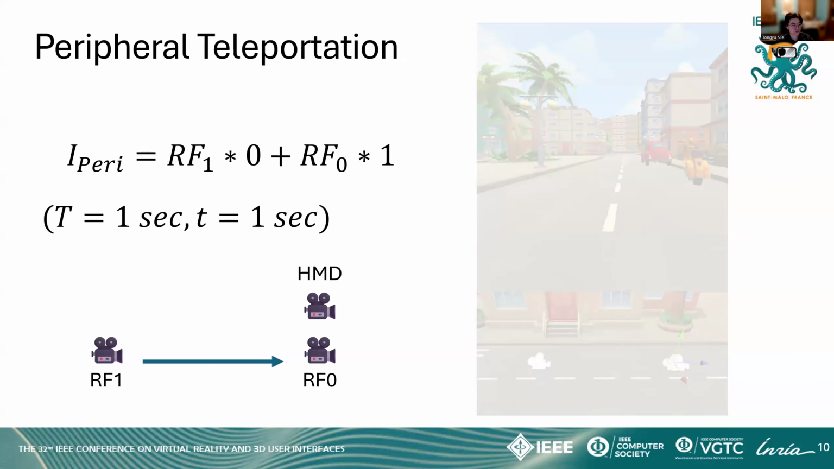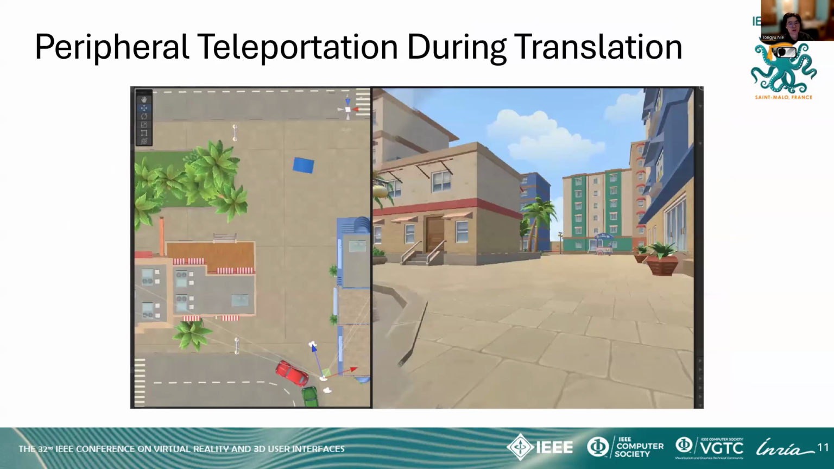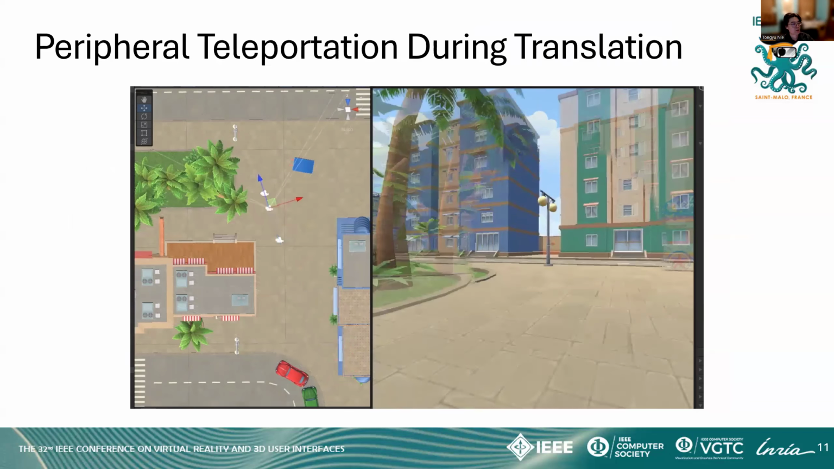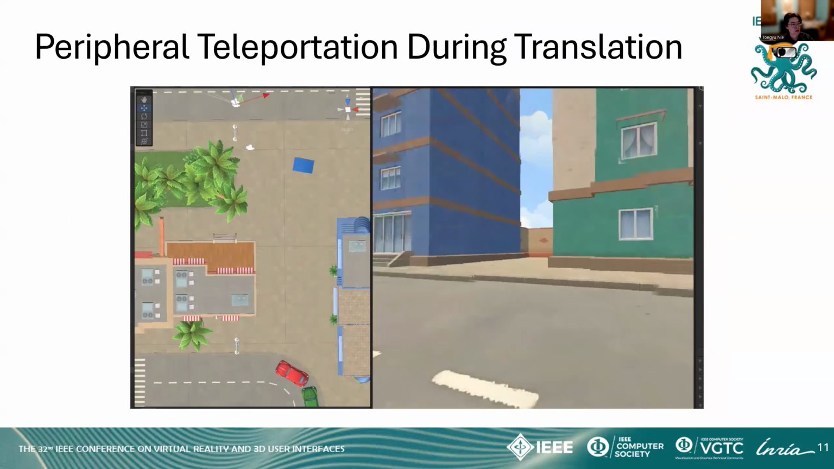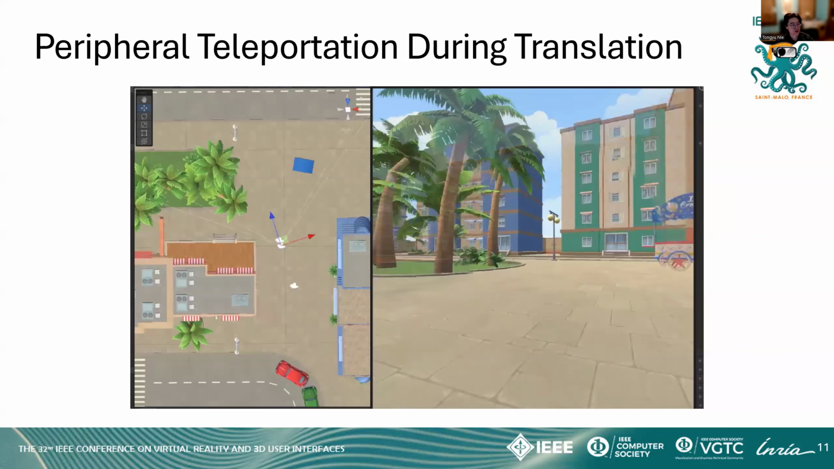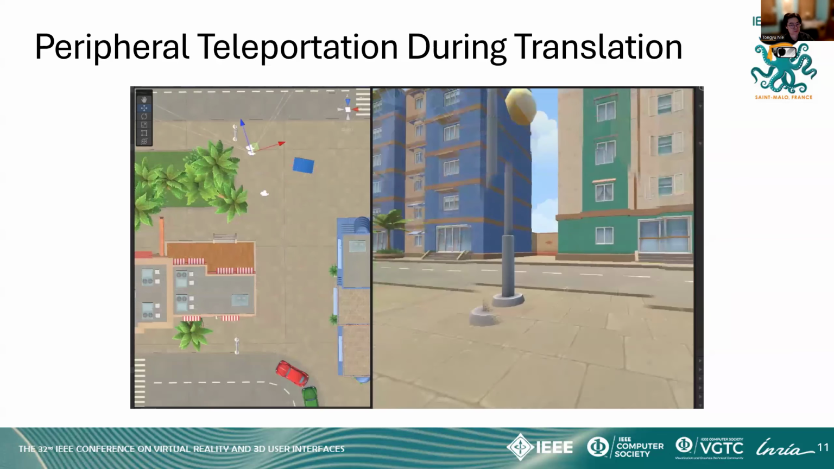Since RF1 is invisible, it is a good time to teleport it. And now the whole loop starts again from the beginning. Here's a video showing how it works for translation. On the left side, you can see how rest frame cameras are teleported consecutively. And on the right side, you can see how the view transits from one rest frame camera to the other.